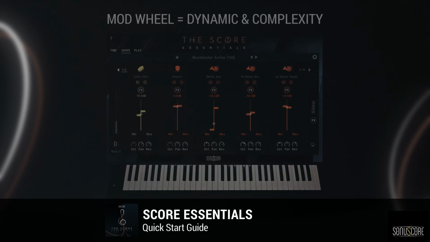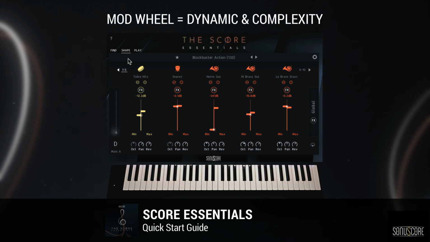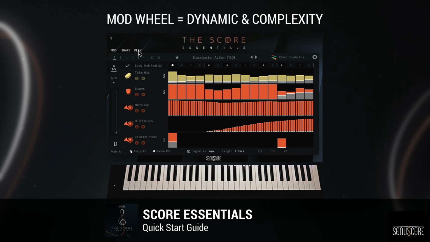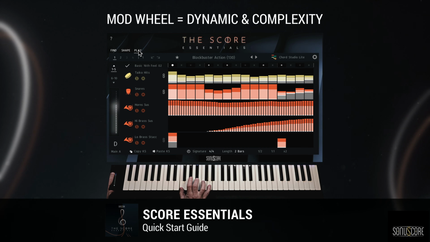Most stories are not velocity sensitive. Instead, they respond to the mod wheel, which controls both dynamics and layer complexity. Push the mod wheel up to increase intensity and reveal additional layers. This is very important to avoid a lifeless impression of your music. With the mod wheel, you can act like a conductor and bring your music alive.